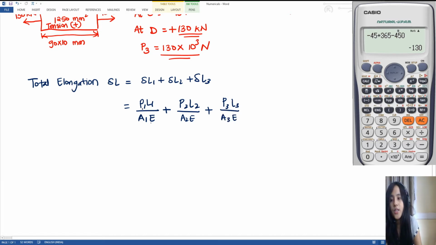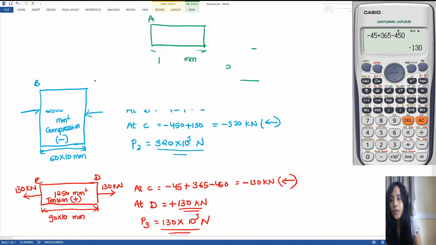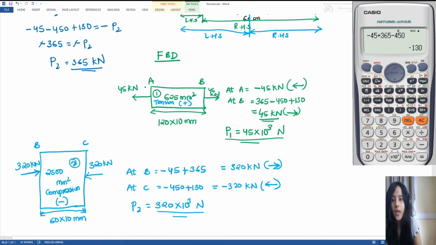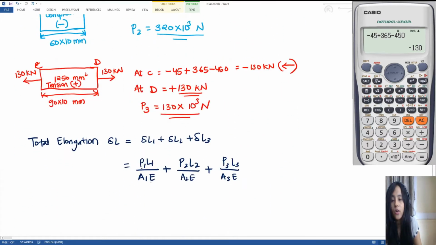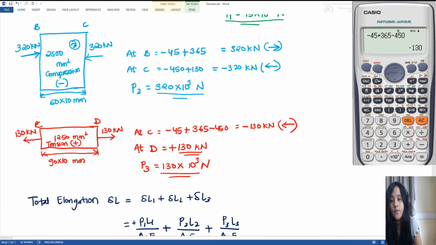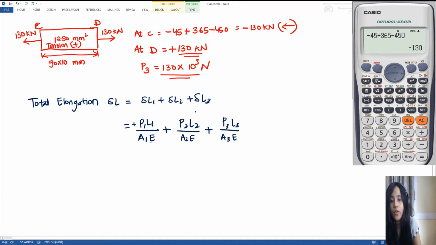Now let us change its sign, okay? For the first section AB, the section is under tension, so that means it is gonna elongate, so it is already positive here. We don't need to change its sign. Now BC section is under compression, that means the length of this section is gonna decrease. So instead of plus here, it will be minus, right? And this third section here is under tension, plus, so we don't need to change.